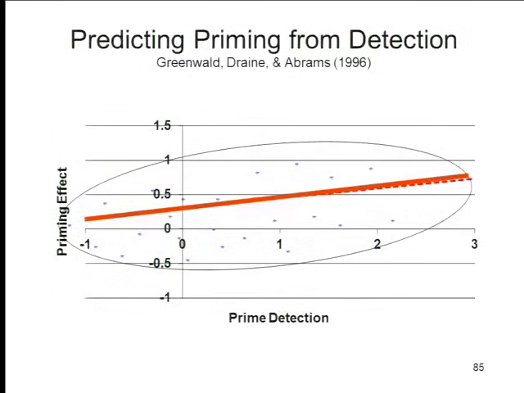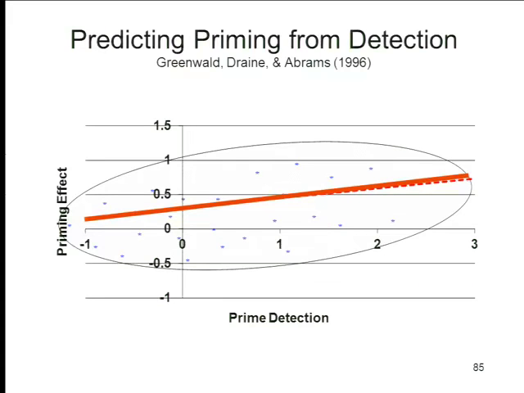I skipped over this one last time, but let me just point out for those of you who are interested, here we've got the extent of priming on the vertical axis and detection of the prime on the horizontal axis. And what you can see here, in a beautiful, extensive psychophysical study by Greenwald and his colleagues, is that even when prime detection is at zero levels, absolutely no detection of the prime at all, you're still getting a significant priming effect.